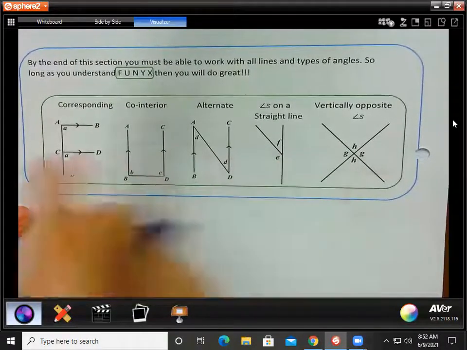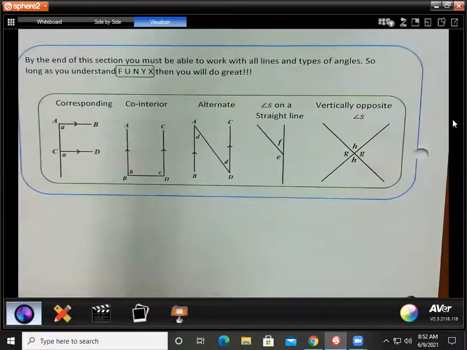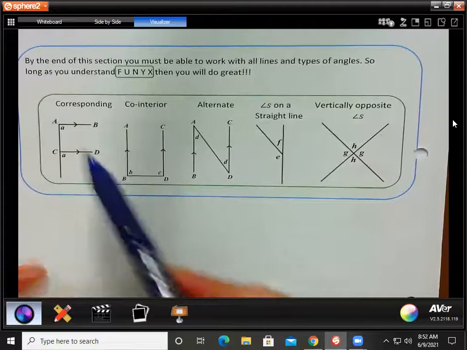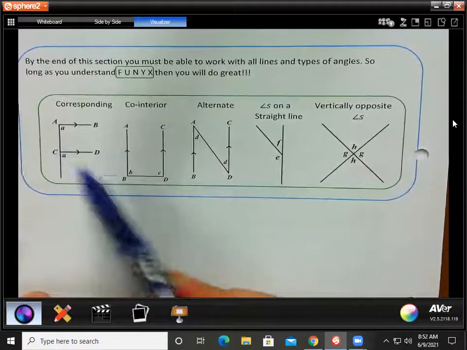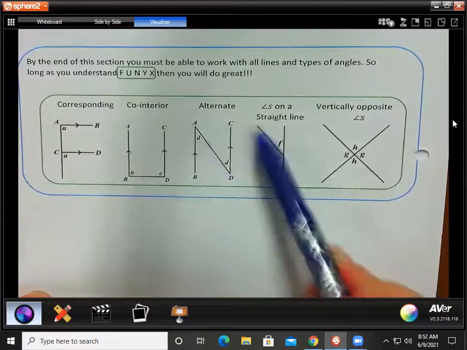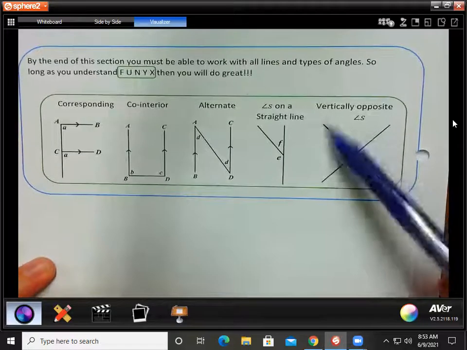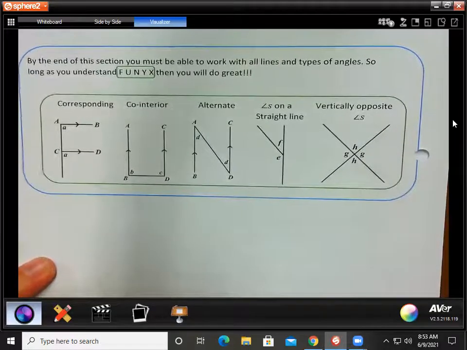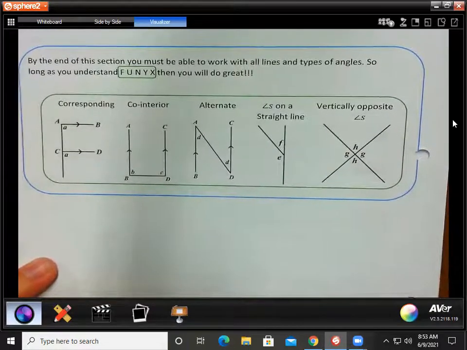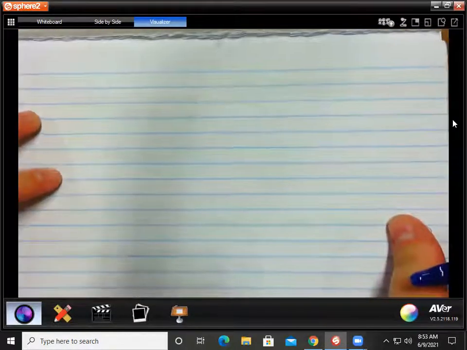That is a nice way of remembering the 5 different types of angles with regards to straight lines that we've done. The F is for corresponding, the U is for co-interior, the N or the Z is for alternate, the Y is for angles on a straight line, and then the X is for vertically opposite angles. So we're going to draw that out. Let's just write summary.